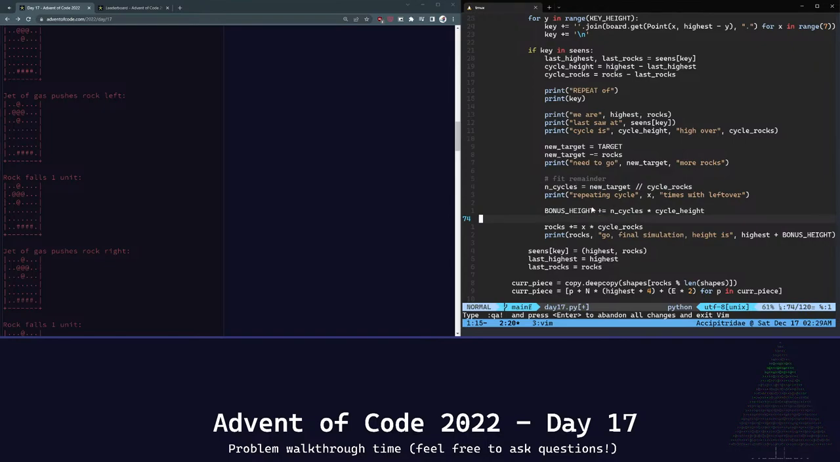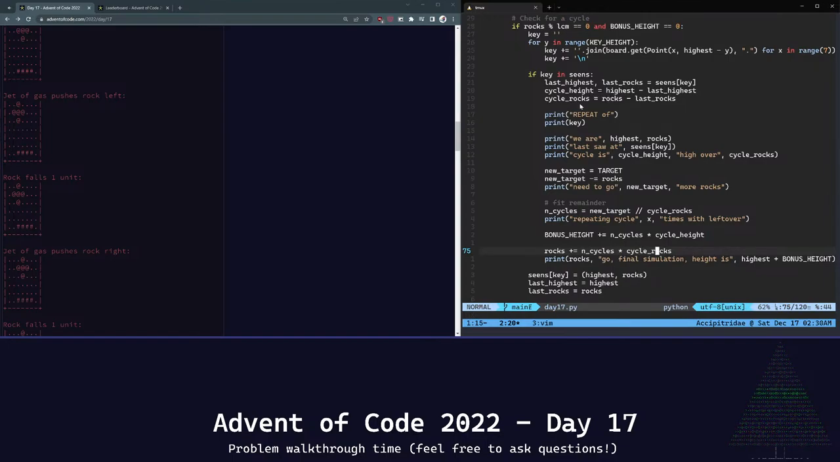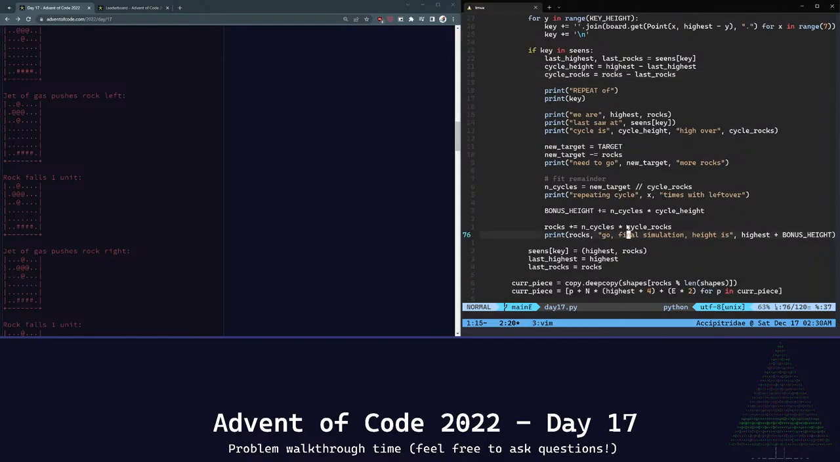We're going to say at the end of the day, pretend we have this much height. Well, it'll be how many cycles we did times the height of how big the cycle was. And how many rocks in the future should we jump? Well, that's just how many cycles we decided to take times how many rocks were involved in this cycle. So last being the last time we saw this hat, and rocks being now what we see.